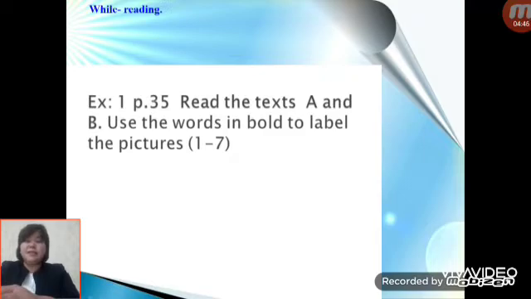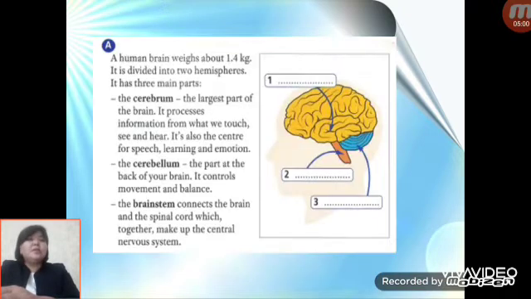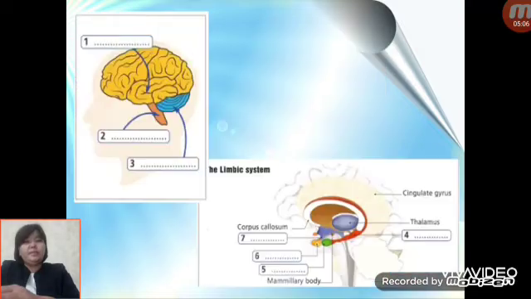Okay, good, excellent. Now everybody open your books on page 35, exercise number 1. Read the texts A and B. Use the words in bold to label the pictures. These are text A and the text B.